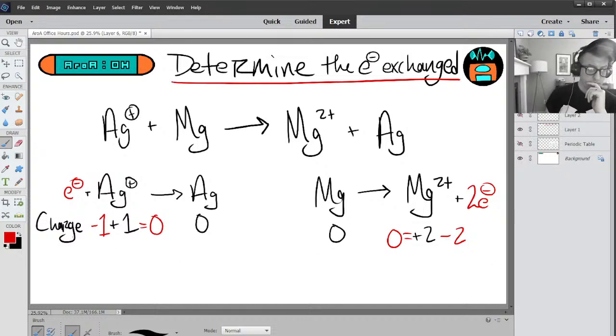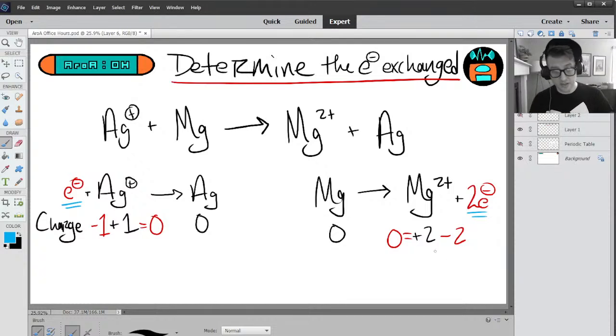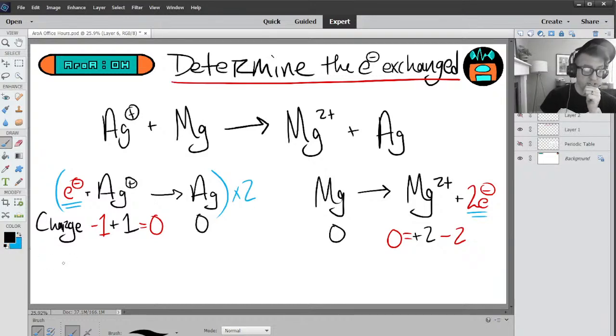All right, so now that we've balanced our charges, we need to balance our electrons. The number of electrons consumed by one half reaction must be equal to the number of electrons produced by the other half reaction. But here, as written, the silver half reaction is consuming 1 electron, the magnesium half reaction is producing 2. So we need to multiply our silver half reaction by 2.